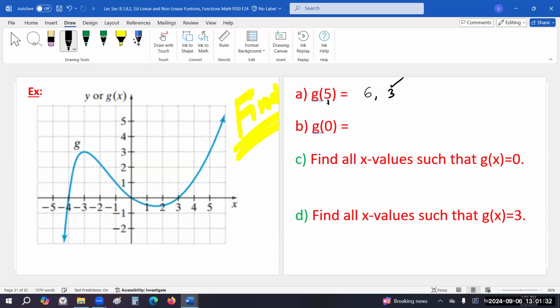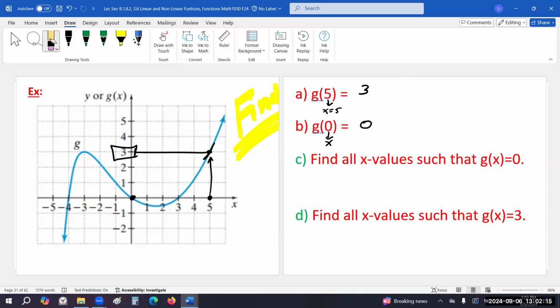So g of 5 means our x is 5. So when x is 5, it's here. And this is the graph we have for x is 5. That means this point is the y value. We get it from the y-axis. So the winner is 3. Who wants to try the next one? Go ahead. 0. So x equals 0. That gives us y is 0. Perfect.